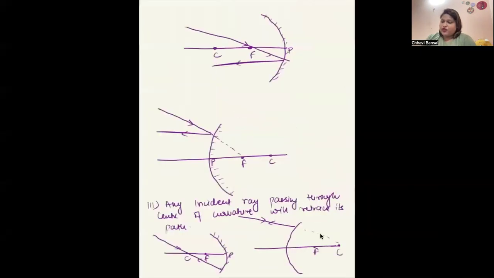Let's see the image formation now. How is the image formed? So let's do concave mirror first. Image formation by a concave mirror. In this, we have 6 different cases. We'll study all the 6 cases. Okay. Let's take a concave mirror.